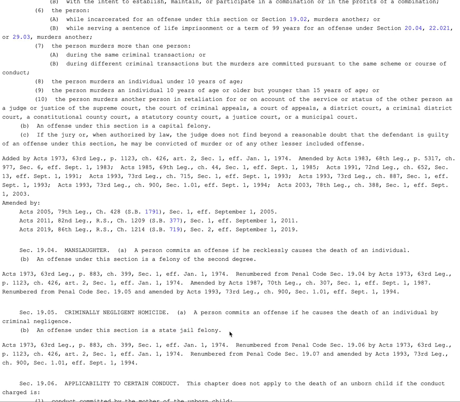A person commits an offense if he causes the death of an individual by criminal negligence. And again, going back to mens rea, criminal negligence exists. Typically, we would look at the definition being something along the lines of the actor should have been aware that his or her action produces an unjustifiable risk or unjustifiable harm, and that unjustifiable risk is a gross deviation from the standard of care that an ordinary citizen would provide.